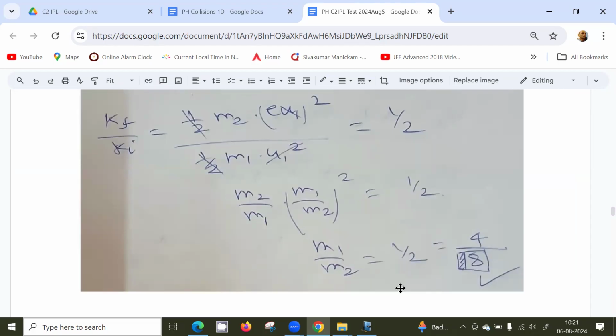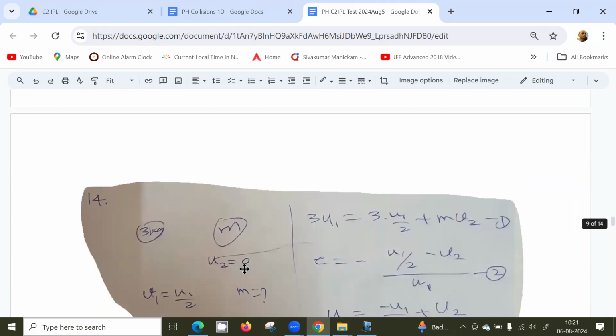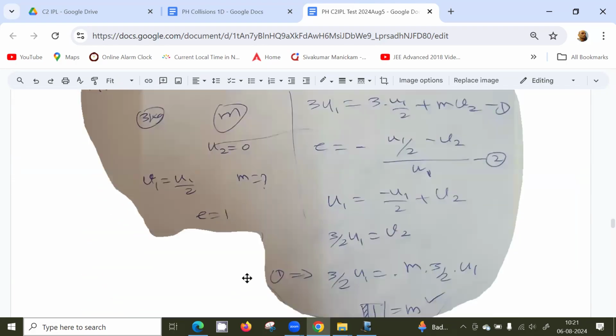So next question, question number 14. I think with this we'll close. Okay, question number 14. A body of 3 kg collides elastically with another body at rest. So that is U2 equal to 0. As soon as you read the question, put the information in the question in terms of symbols. U stands for initial velocity and 2 stands for the second mass. So U2 is 0. And then it continues to move in the original direction with half the speed. That is the first mass, right?